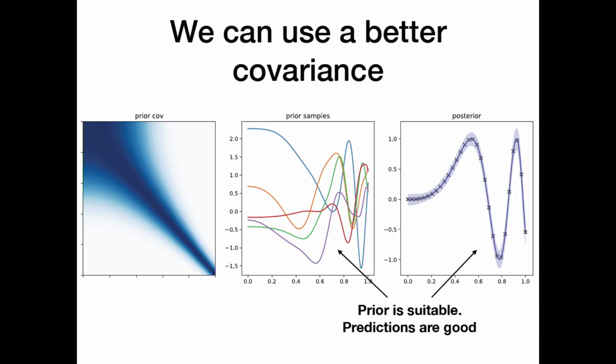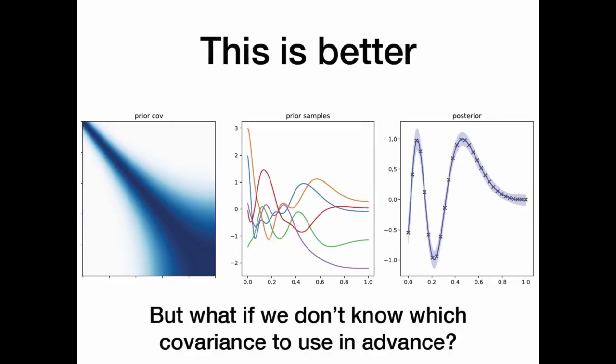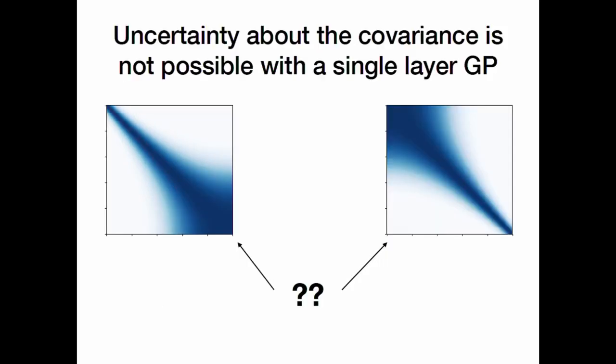But suppose someone mischievously inverted the data like this, then now it's no good again. In fact, it's even worse than before. So the prior is misspecified, and the predictions are very bad. We can fix it again by just flipping the prior, but the interesting question is, what if we don't know which covariance to use in advance? If we had, for example, these two, and we believed with equal likelihood it was one of these two, we can't express this as a single layer GP.